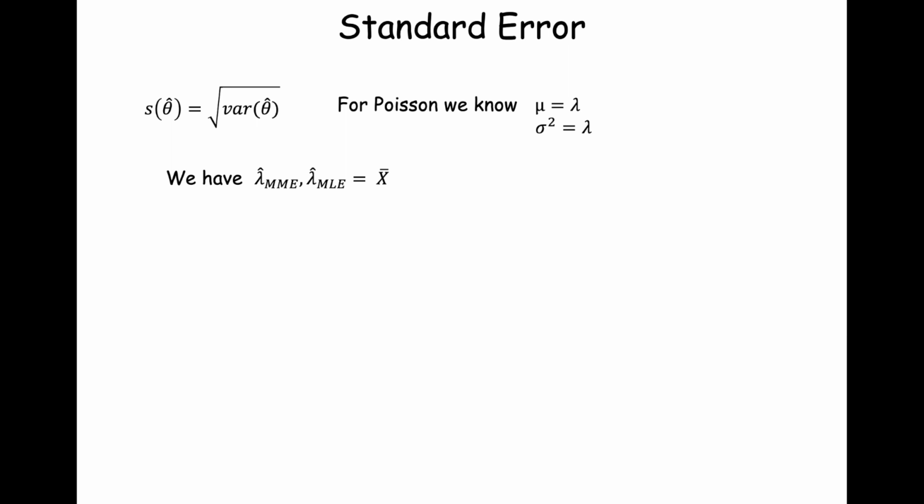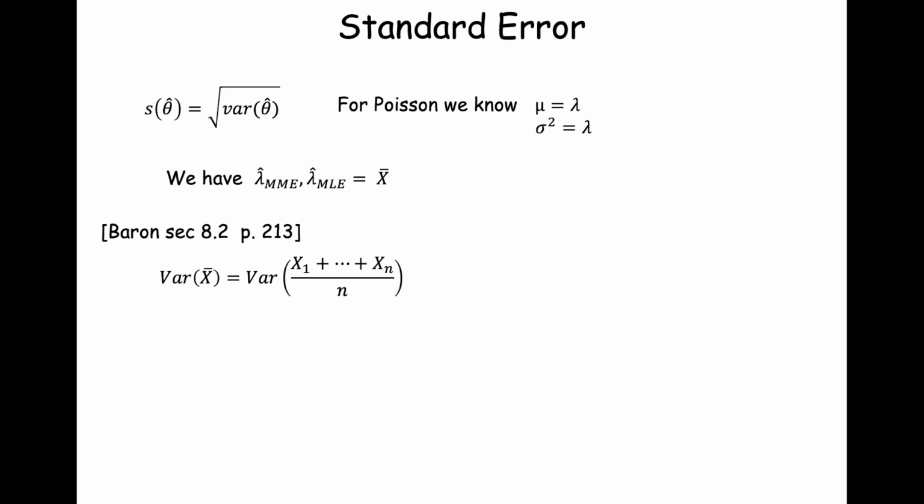Okay, so we know that the standard error is nothing more than the square root of the variance for the estimator, and we have the mean and the variance for the Poisson. We also know what the max likelihood and method of moments estimator is for the Poisson, but they're both X bar. So now, and this is in the book, we take the variance of X bar, okay? And our goal is to compute standard error, so we'll eventually take the square root of it.